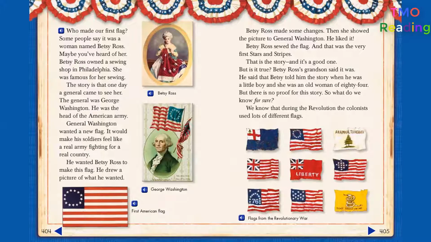But is it true? Betsy Ross's grandson said it was. He said that Betsy told him the story when he was a little boy, and she was an old woman of 84. But there is no proof for this story. So what do we know for sure? We know that during the Revolution, the colonists used lots of different flags.